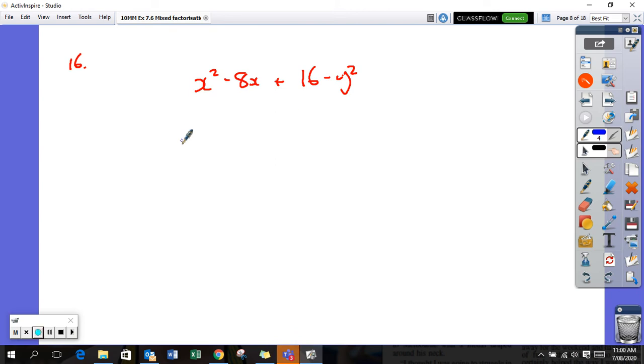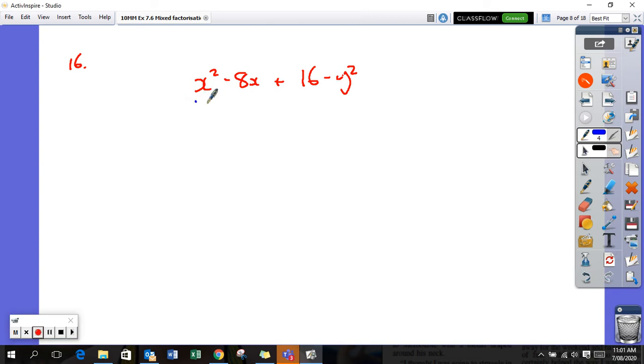Okay, question 16. We have, once again, one of these messy ones, but once again, the 8 and the 16 here just signal to me there's a link there, okay?